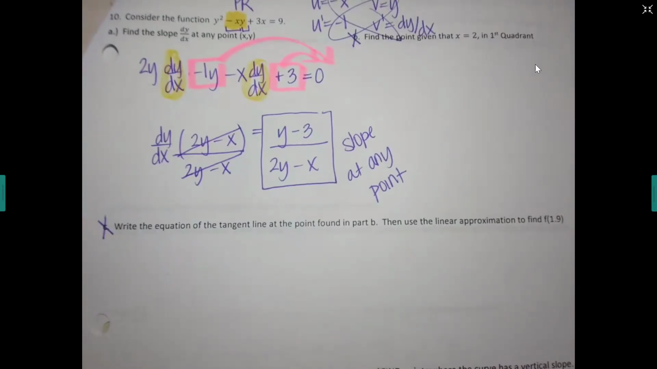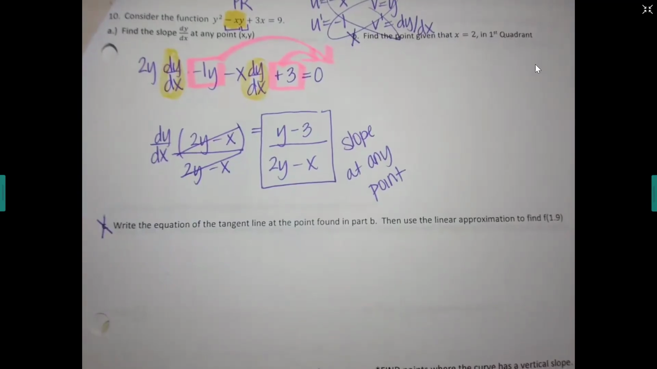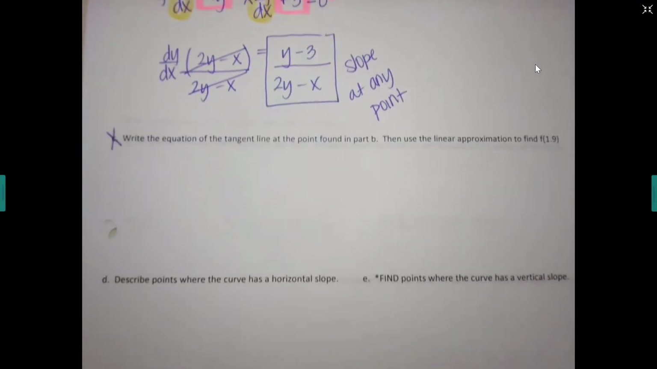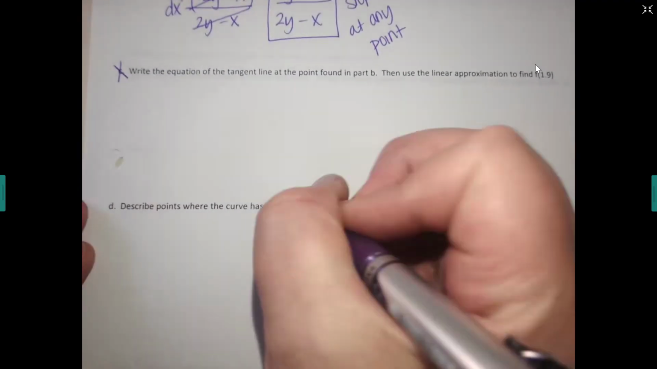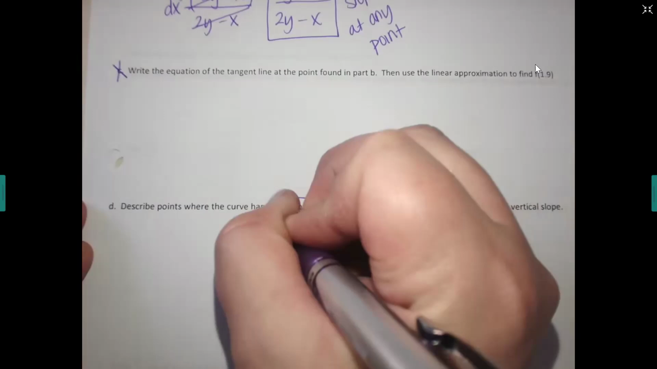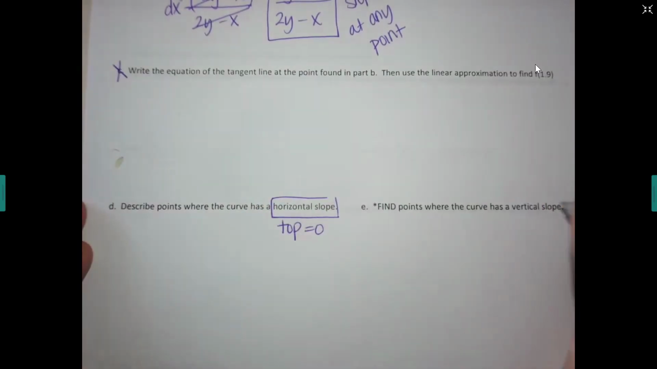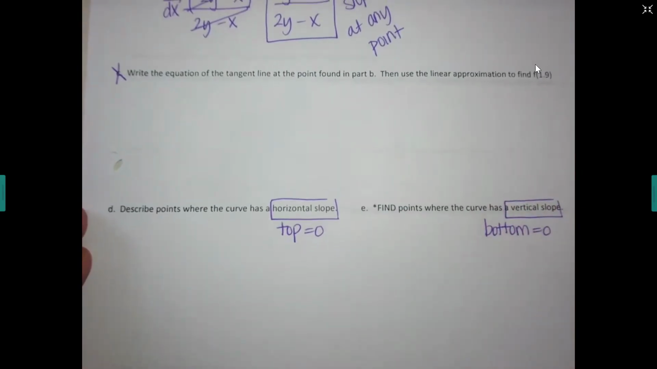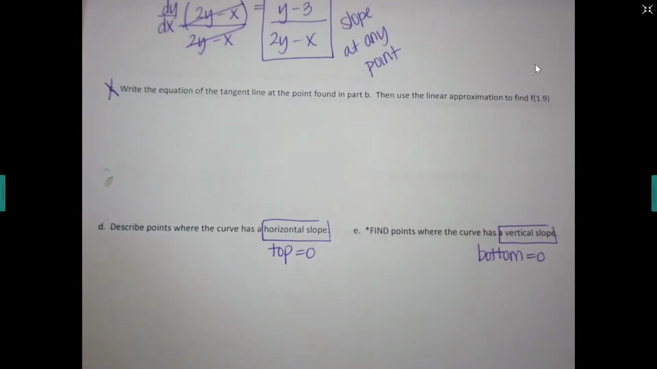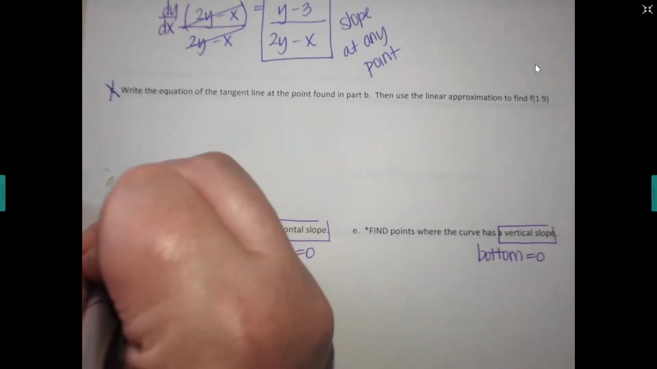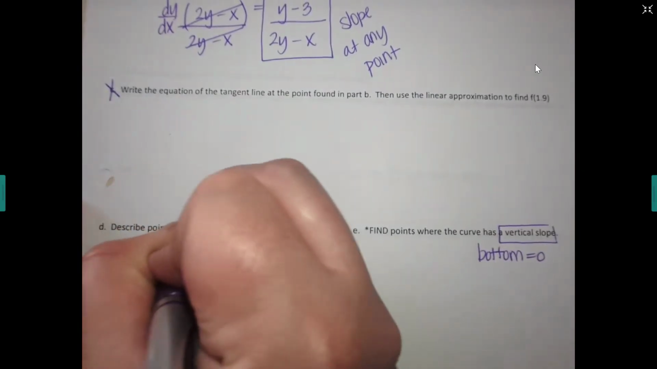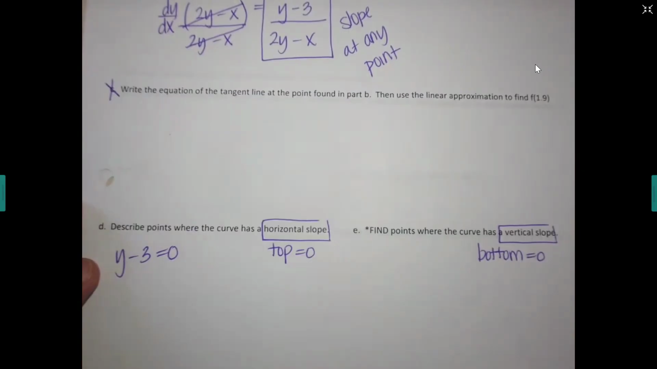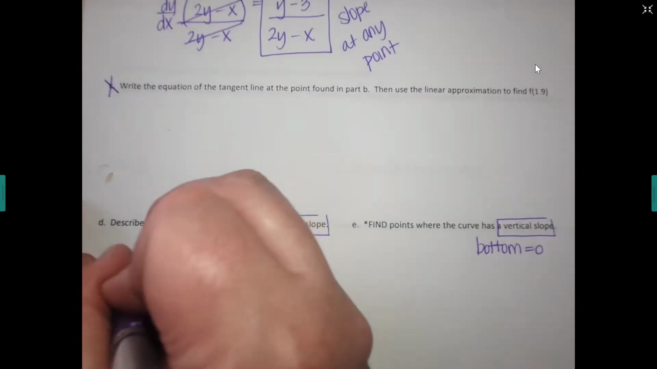I want a horizontal slope. What am I setting equal to 0, top or bottom? Top, very good. Horizontal is top equal to 0. And then vertical will be bottom equal to 0. Okay, let's do top equal to 0 first. What's the top of my dy dx equation? So I'm going to let y minus 3 equal 0, and then I'm going to solve it. So plus 3 plus 3.